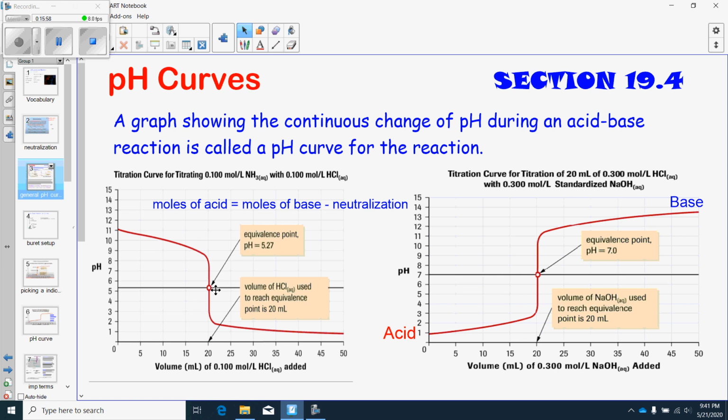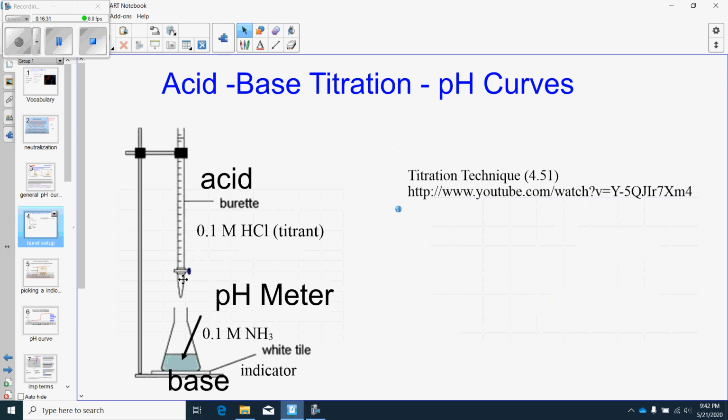When we get to the middle part of this drop, the end point is when you describe the pH at that middle point. The equivalence point is when you measure the volume of titrant at that point. So the volume of HCl used to reach the equivalence point is 20 milliliters. So 20 milliliters of HCl allowed me to neutralize my base. It doesn't mean I neutralize 20 milliliters of base. That's not what it means. It means once I put in 20 milliliters of HCl, the moles of your base and the moles of your HCl were equal to each other.